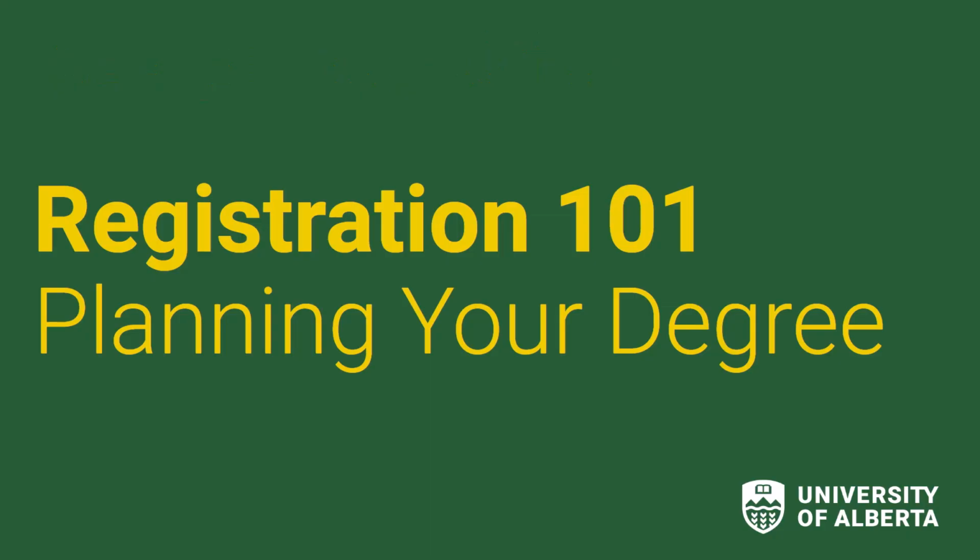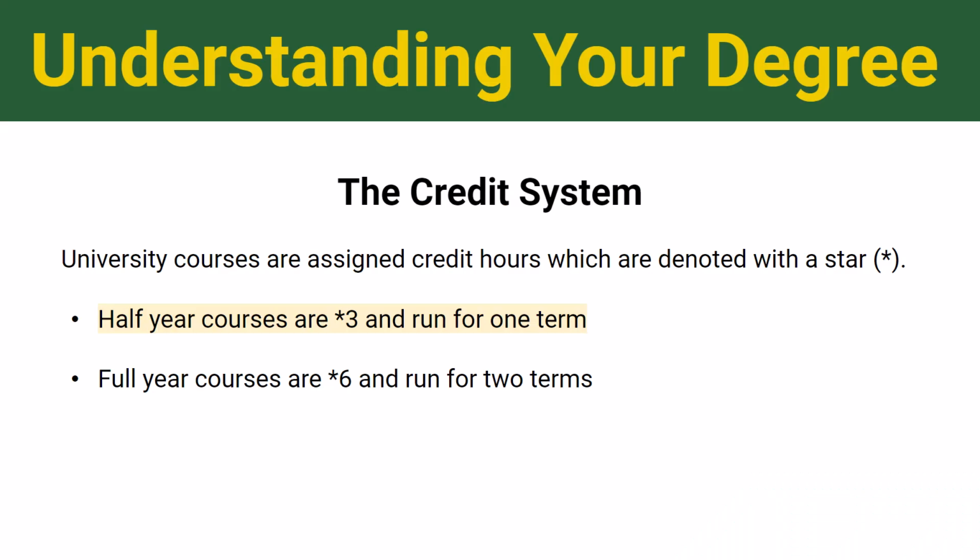We will be showing you how to build your first year timetable on BearTracks. However, let's talk briefly about planning your degree first. University courses are assigned credit hours which are denoted with a star. Half-year courses are 3 credits and run for 1 term. Full-year courses are 6 credits and run for 2 terms.